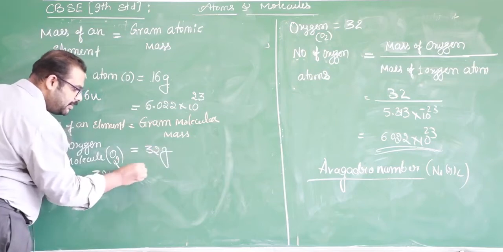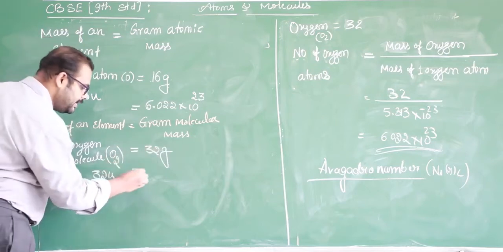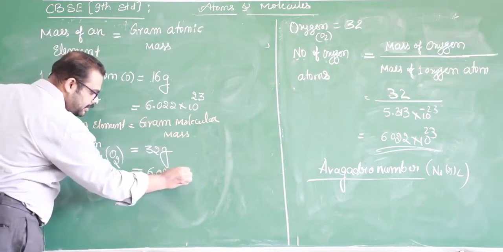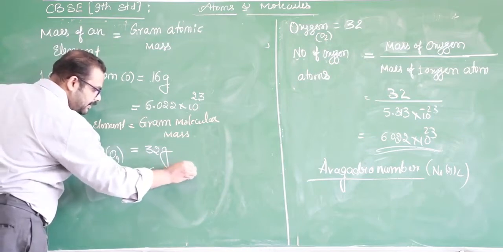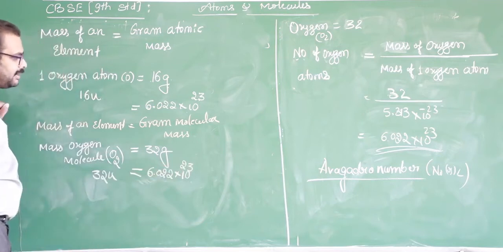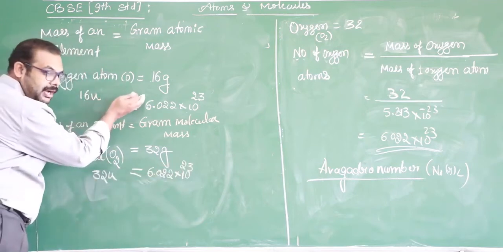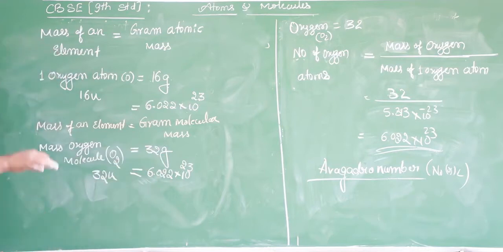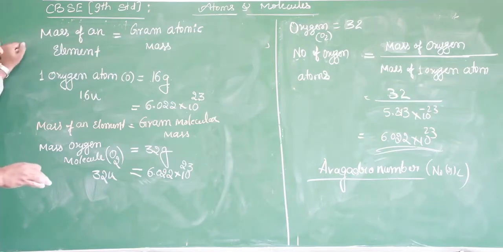In 32 gram, how many oxygen atoms are there? It is again 6.022 into 10 to the power of 23 oxygen atoms. Whether it is gram atomic or gram molecular mass, in both cases it contains the same value. So this is actually what we call the gram mole concept. There are some numerical problems, so let's solve them.